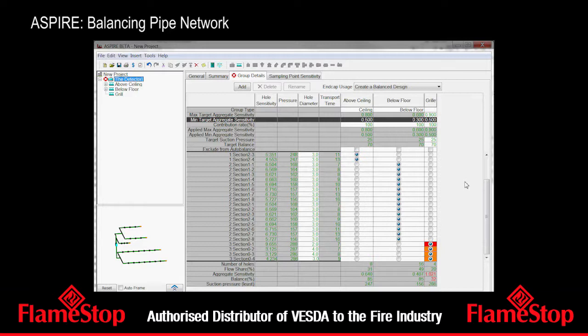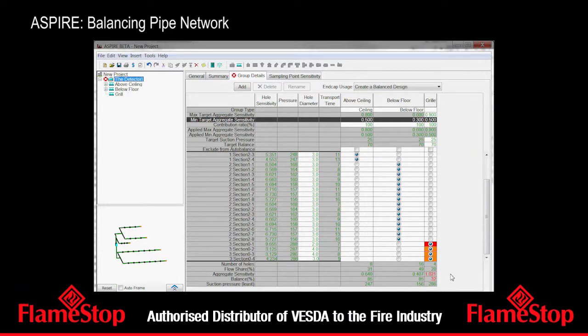So the balance figure, which is this figure here, is the figure that represents how even the flow is between all the holes. It's a ratio of the lowest flow to the greatest flow. And we can set a threshold for that to apply.